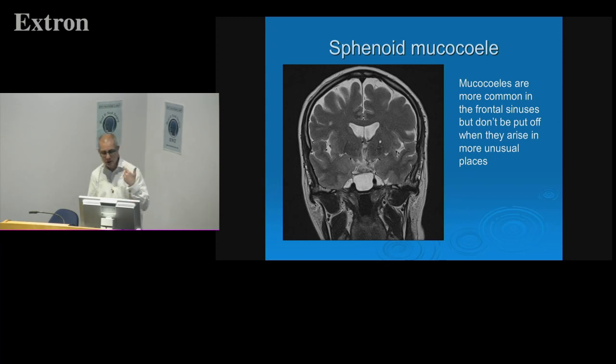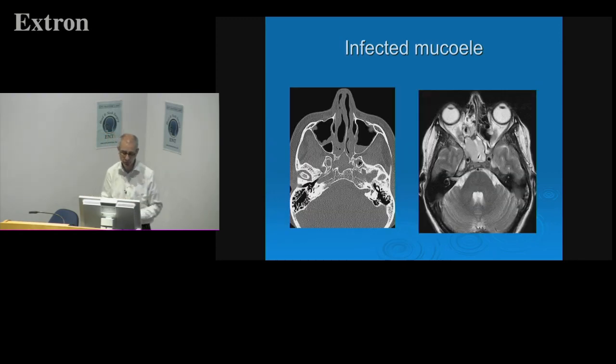All right, so mucocoeles, we're all used to seeing them in the frontal sinus. Just remember, they can occur in more unusual places. This was a sphenoid mucocoele, and you can see it's got a kind of weird appearance, but it's got all the characteristics for it. It shows an expansion, and on post-contrast imaging, there is no enhancement from this thing. It's a very bland-looking change.